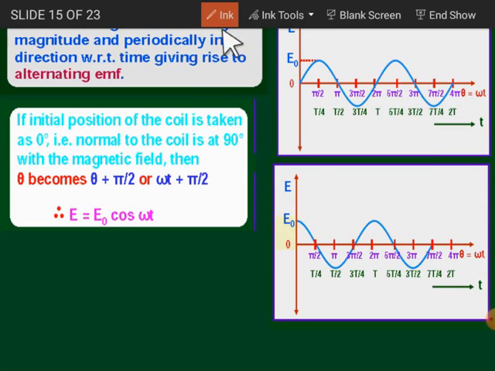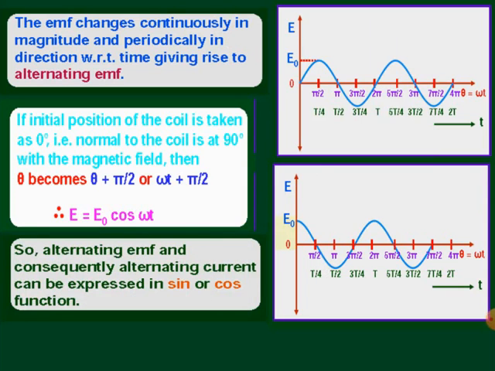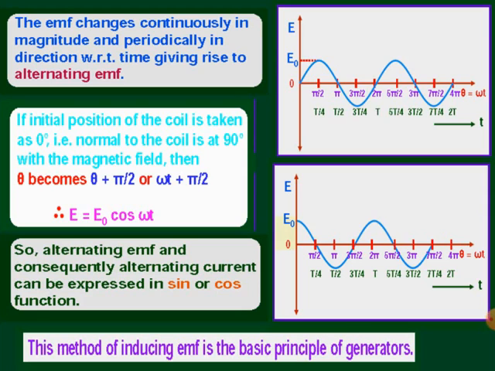Now let's see. Alternating EMF and consequently alternating current can be expressed in sine or cosine function. We call it collectively a sinusoidal function. So your sinusoidal function can represent your AC current. This method of inducing EMF is the basic principle of a generator. What type of generator? AC generator.